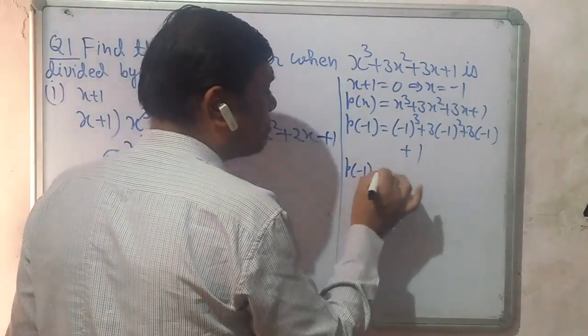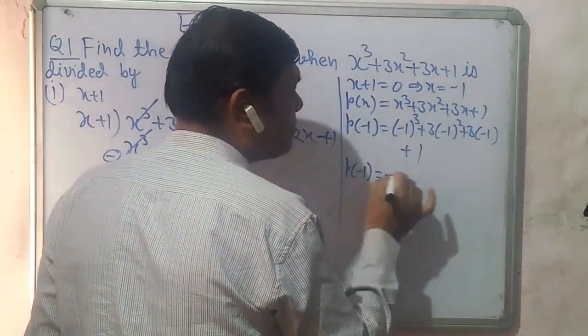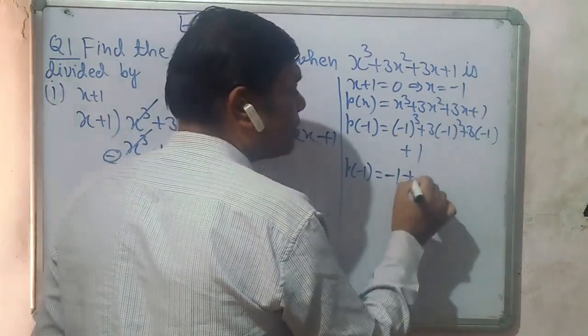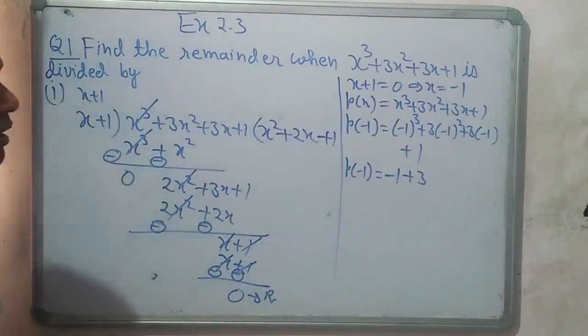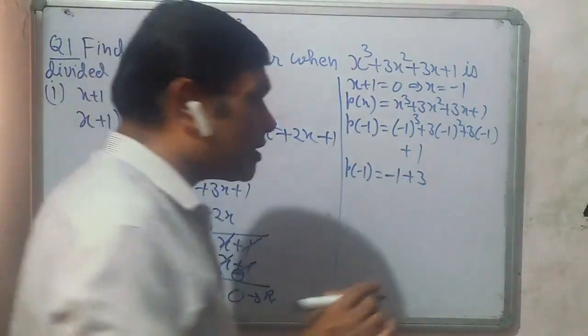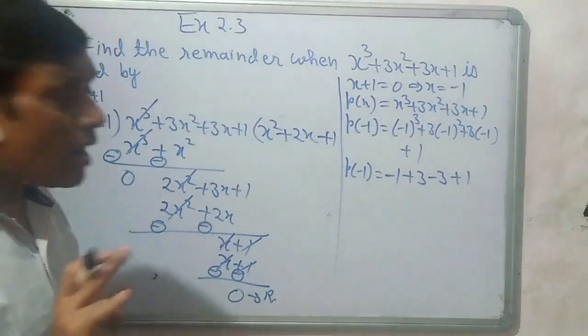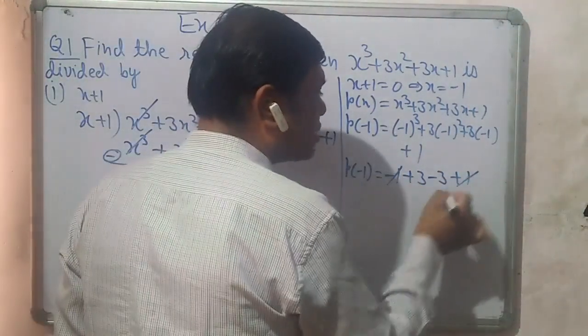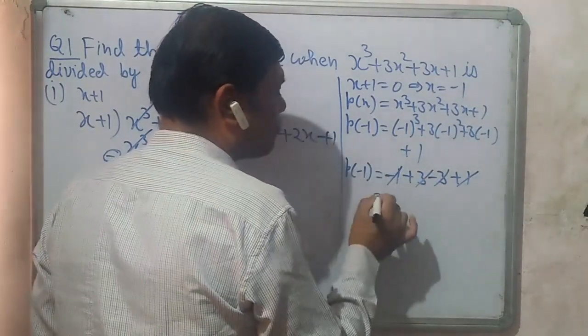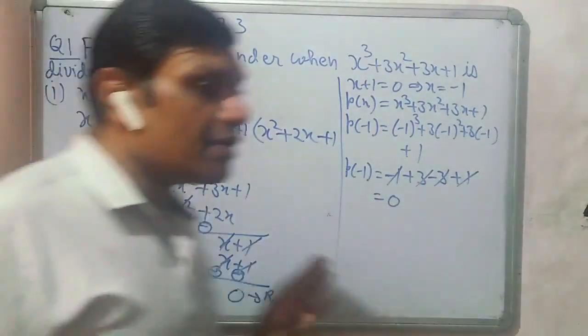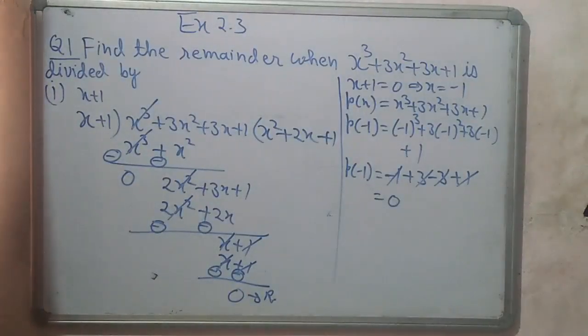Will that give us the same 0? Minus 1 cube will be negative 1. Minus 1 square, positive 1 into 3, 3. 3 multiplied minus 1, minus 3. Minus 3 plus 1. Are we getting opposite signs cancelled? Minus 1 plus 1 plus 3 minus 3. This is giving us 0. So we have verified by remainder theorem as well as by actual division that we are getting the same remainder 0 when we are dividing.